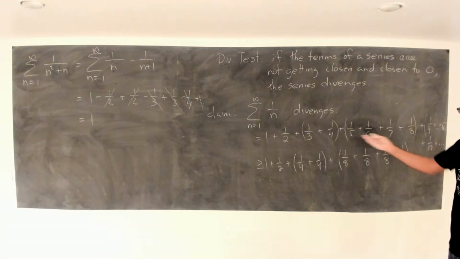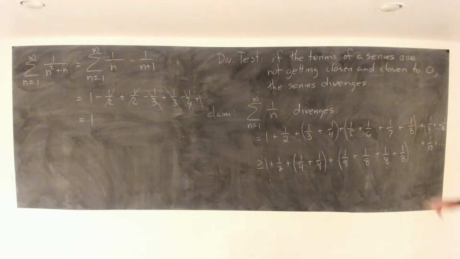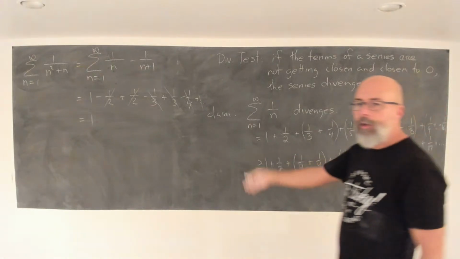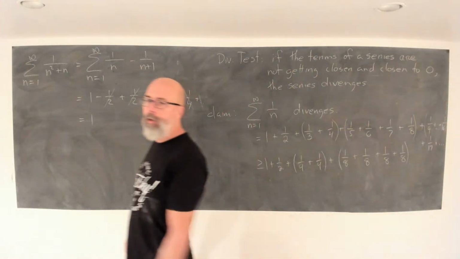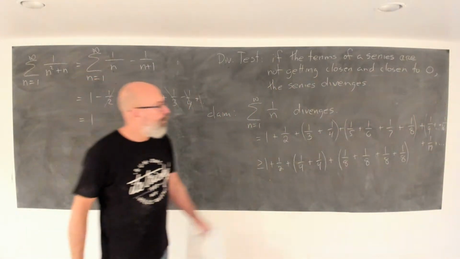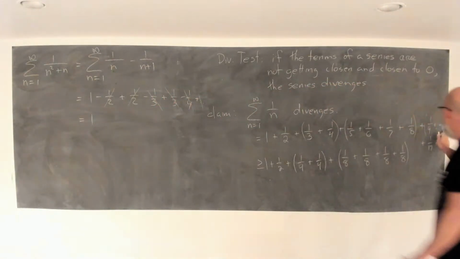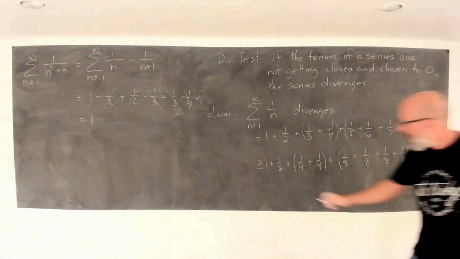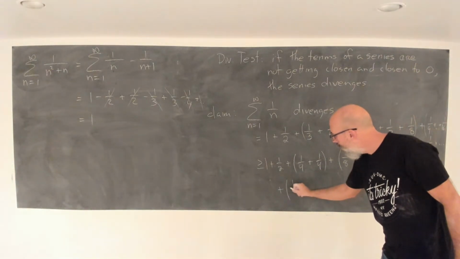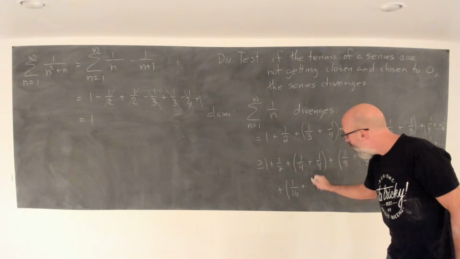I'm making, again, everything smaller. In the next group, which is smallest between 1 over 9, 1 over 10, 1 over 11, 1 over 12, 1 over 13, 1 over 14, 1 over 15, 1 over 16? Of course, you know it's the last one, the one with the largest denominator. So I'm going to replace all of them with 1 over 16.